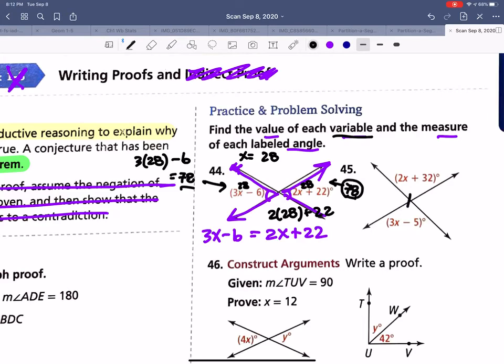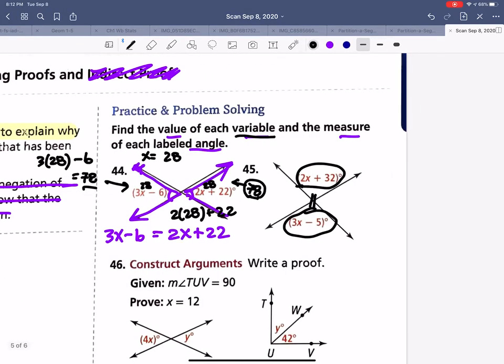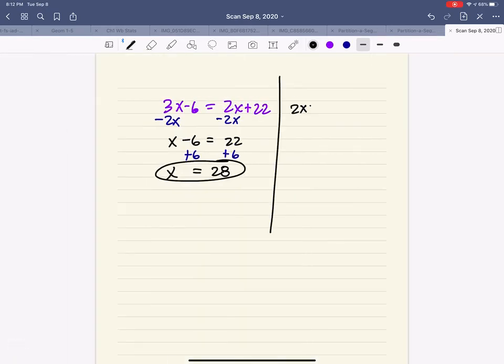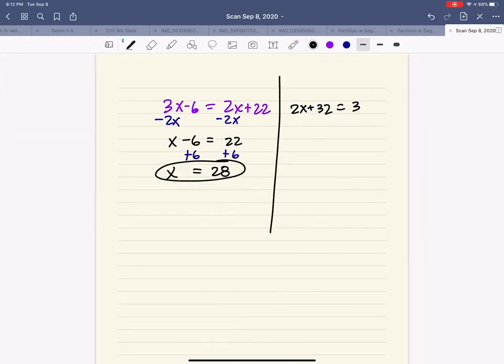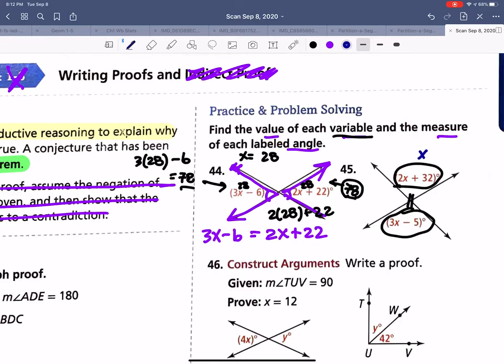All right, same thing here. This angle should equal that angle because of the vertical angle theorem. So let's set them equal. 2x plus 32 should be equal to the vertical angle 3x minus 5. Okay. So let's subtract 2x. We get x, and I'll copy the rest down. And then add 5. And I get x is 37. Okay, so x is 37.